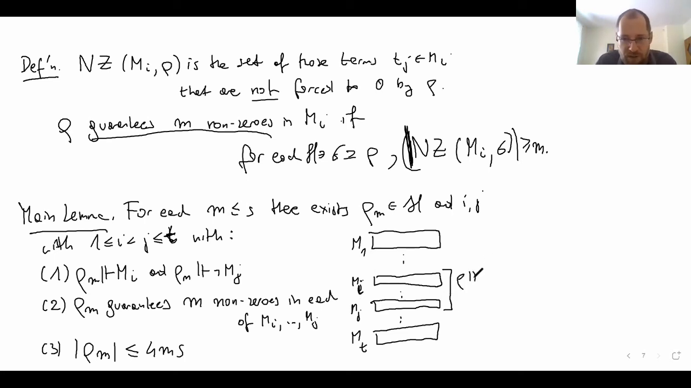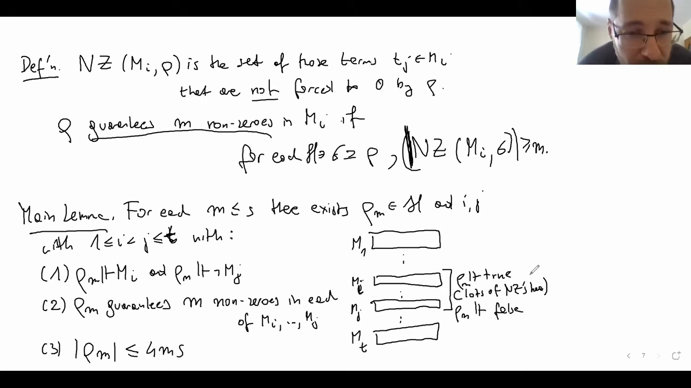So rho m believes this guy is true. Rho m believes this guy is false. And in the middle here, lots of non-zeros according to rho m and any extension of rho m. In a moment, I'll tell you why this implies a contradiction once we get to S. But before that, we're going to prove this by induction on M.